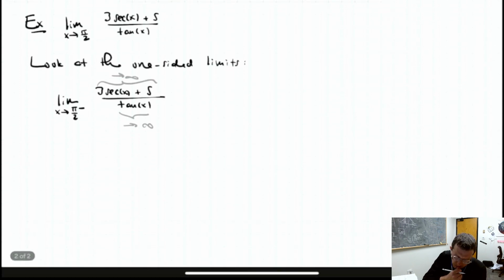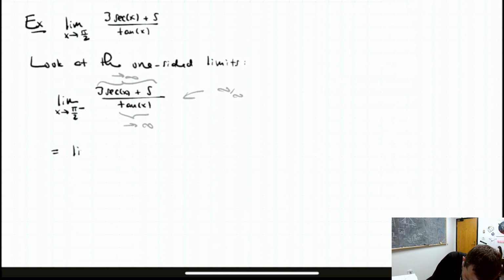Okay, so this is infinity over infinity. It's an infinity over infinity indeterminate form, so I can use L'Hopital's rule. The derivative of secant is secant x times tangent of x. The derivative of 5 is 0. The derivative of tangent of x is secant of x squared, or secant squared of x.